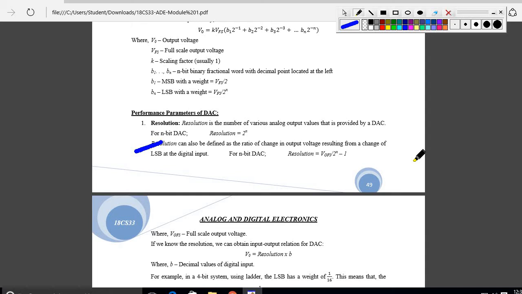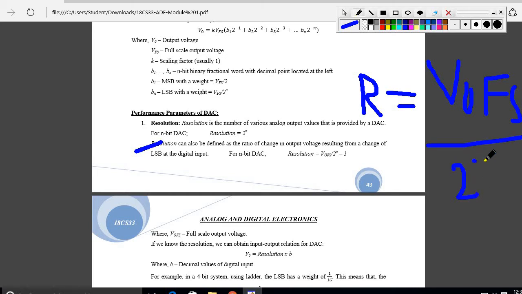So if I want to find the resolution in terms of output voltage, what is resolution equal to? Resolution is equal to V_FS, again the full scale output voltage, divided by 2^n minus 1. Is it clear? In this way you have to find out the resolution part.